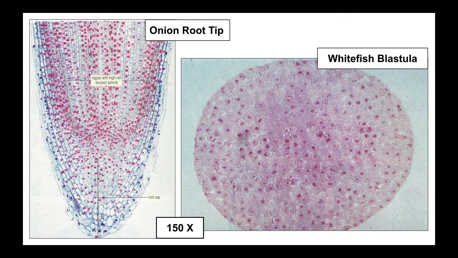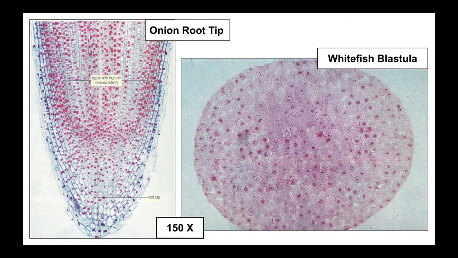You can imagine a root tip, and we've talked about how cells are growing and pushing down, looking for nutrients or whatever. But a whitefish blastula is a ball of cells that, when it continues to divide and turn into different types of cells, would eventually turn into some type of fish. In this case, a whitefish. So on the left-hand side, we've got the onion root tip. You can see those rectangularly shaped rows of cells that we find in plants. And on the right-hand side, we have a whitefish blastula, which is a ball of cells.